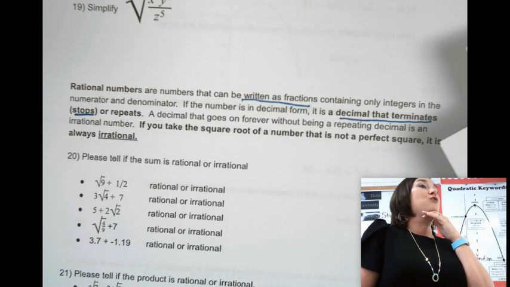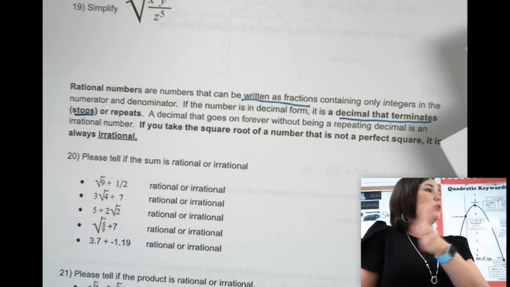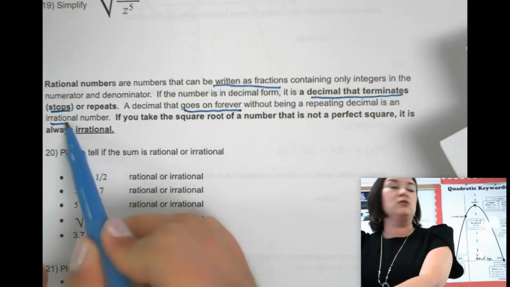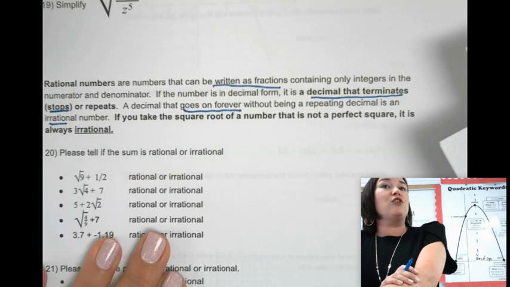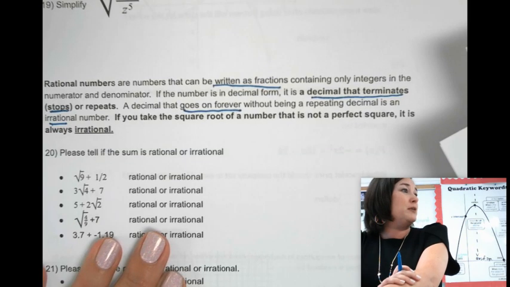So one that terminates would be like 0.5, 0.12. It stops. It doesn't go on and on forever. But a decimal that goes on forever without being a repeating decimal is irrational. So if something goes on and on forever, like pi. Have you heard in your lifetime that pi goes on and on forever, but it's not a repeating decimal? That's an irrational number.